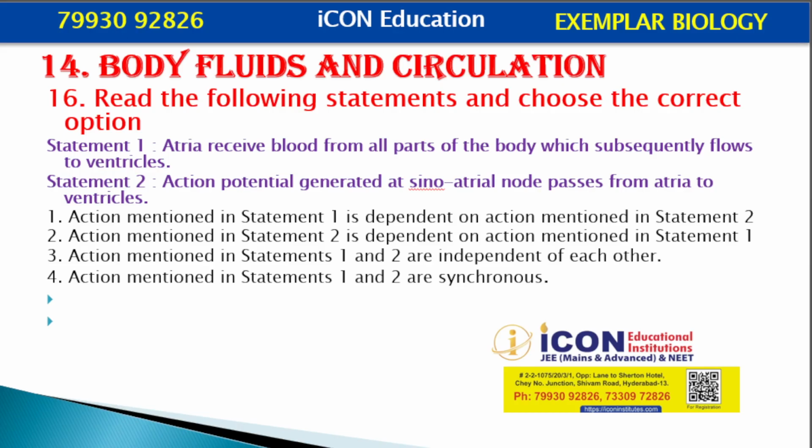So let us see, atria receive blood from all parts of the body which subsequently flows to ventricles. Then action potential generated at the SA node passes from the atria to ventricles. Then only it flows to the ventricles. Isn't it? So statement 2 is dependent on action mentioned in statement 1. So that will be our answer, second option.